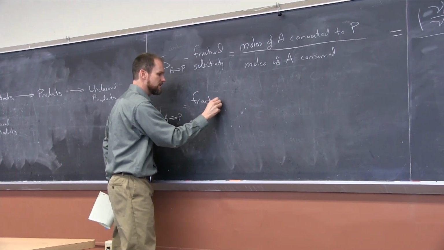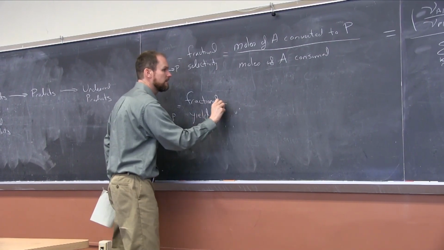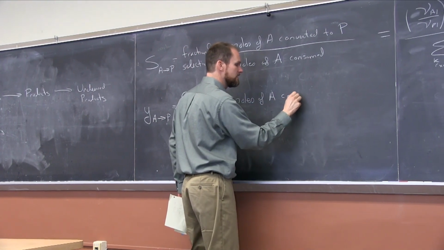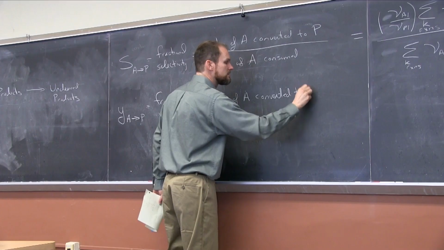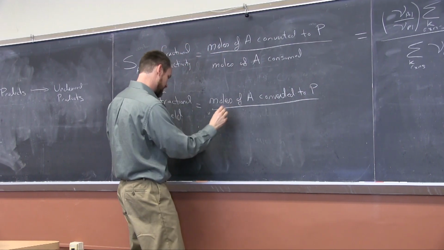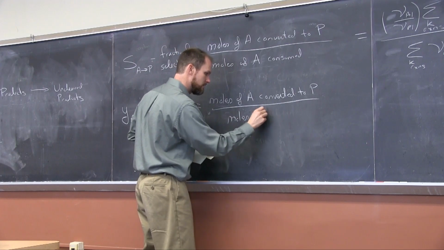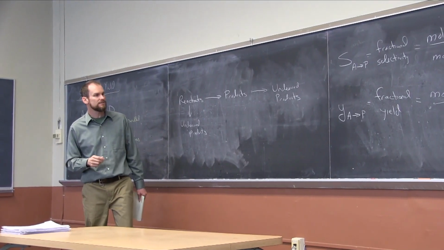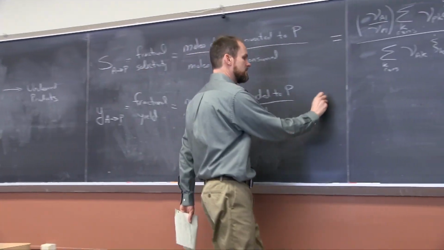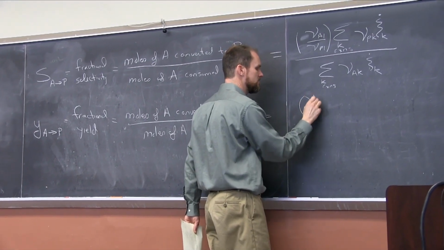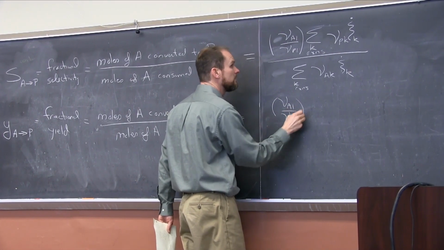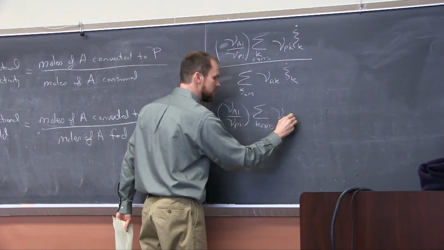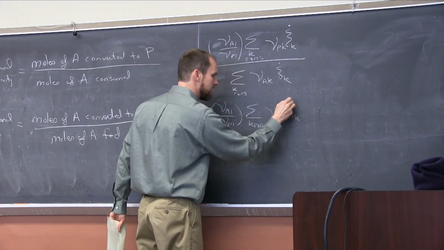It's also a fraction. We call this fractional yield. So fractional yield is moles of A converted to P divided by moles of A fed. So how much we get out of how much we put into the reactor. So how much we get is the same as the numerator up here, nu A1 over nu P1, sum over K reactions, nu PK, xi dot K.